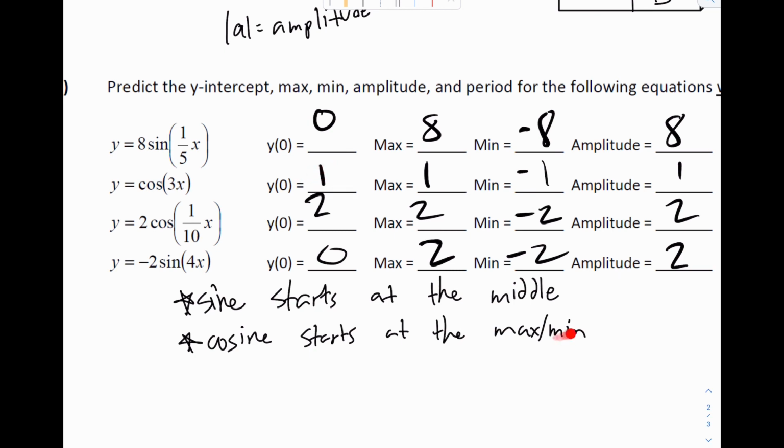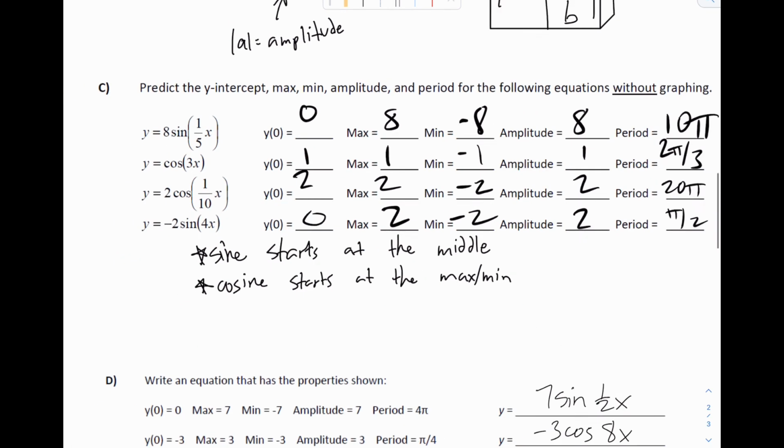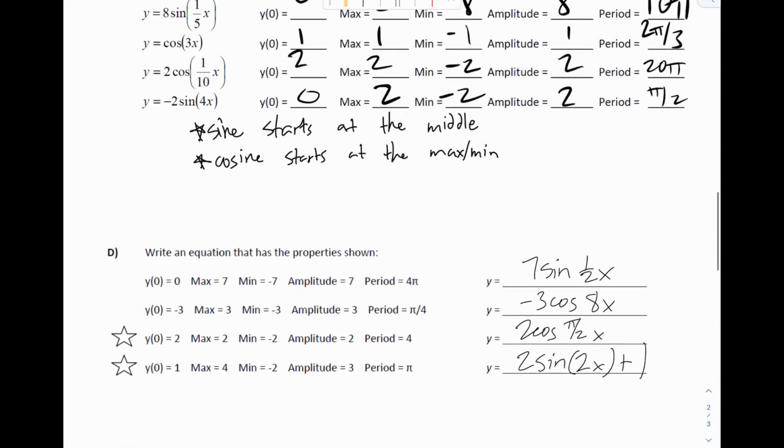If it started at the min, that would mean cosine is negative. So if you look at D, for example, we can see it starts at -3, which is the min value, which tells you it's a -3 cosine. Now what's tricky is people want to say that sine starts at 0. However, that's not true.